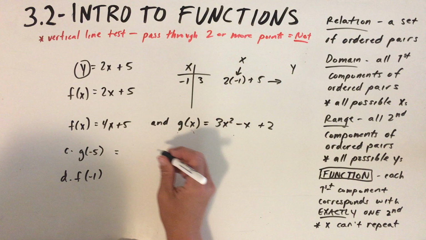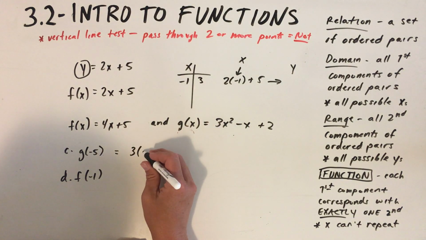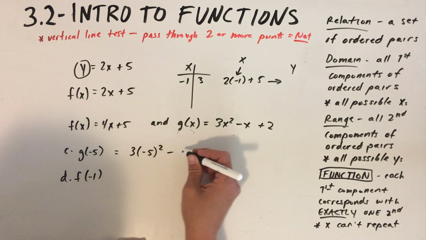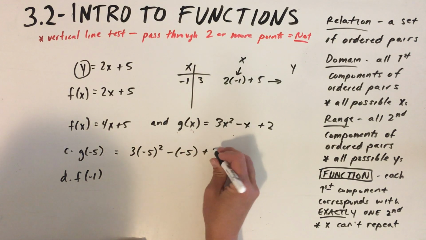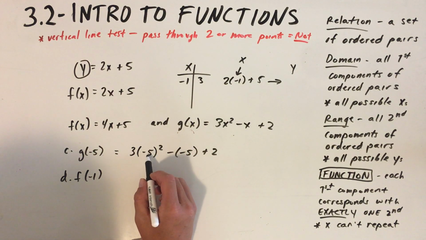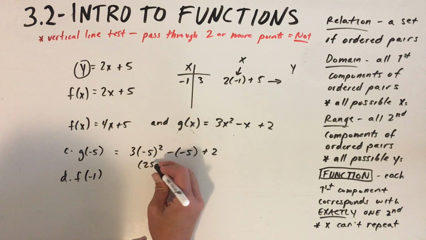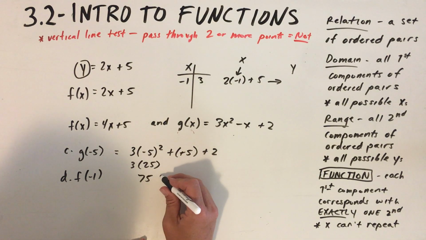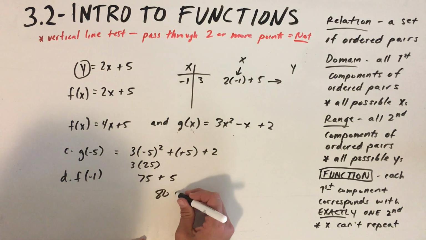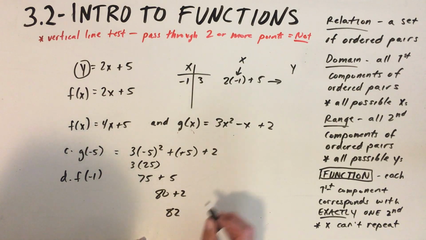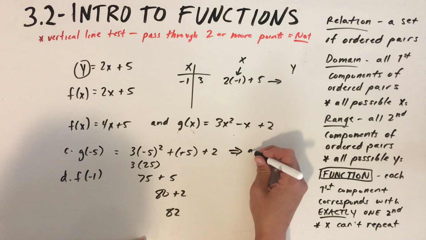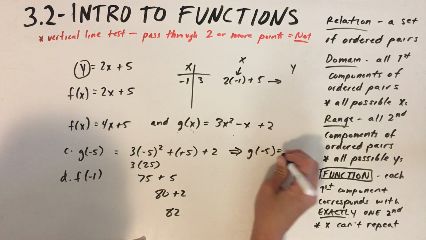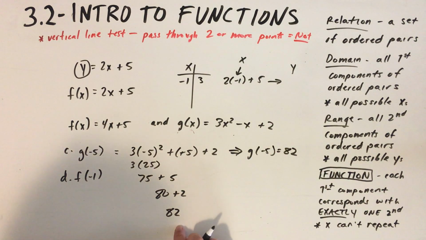If I plug in -5 in the function, the g of x, everywhere that I see x, and follow the order of operations, I'm going to get -5 squared is 25. 25 times 3 is 75. This minus a negative is going to be add 5, which is going to give me 80, plus the 2 is going to give me 82. So this g of -5, the value of it is 82. This is just like evaluate, which means plug in and simplify using the order of operations.